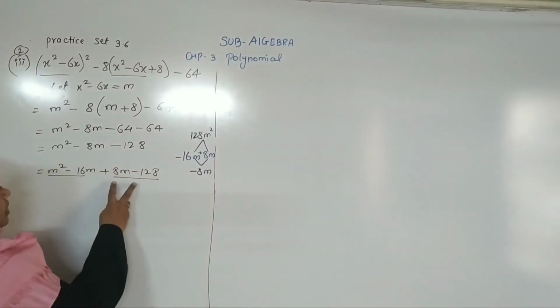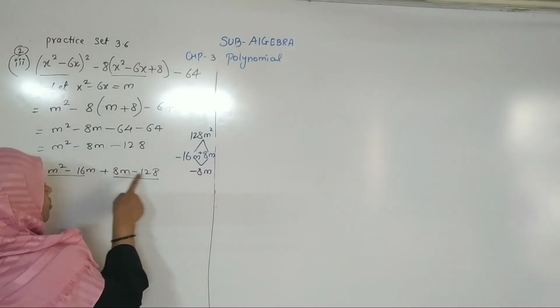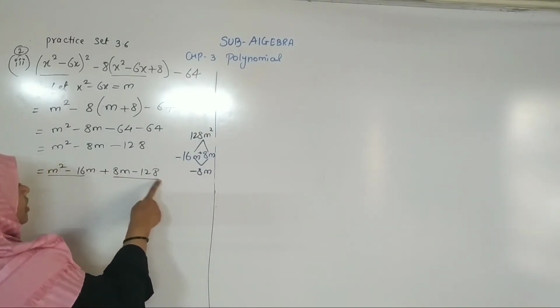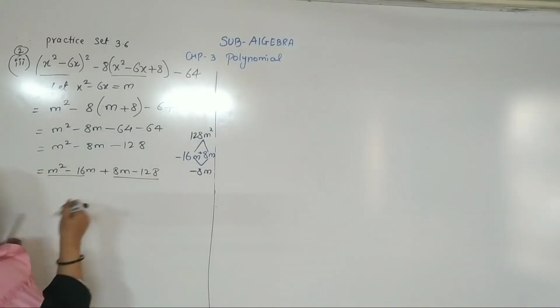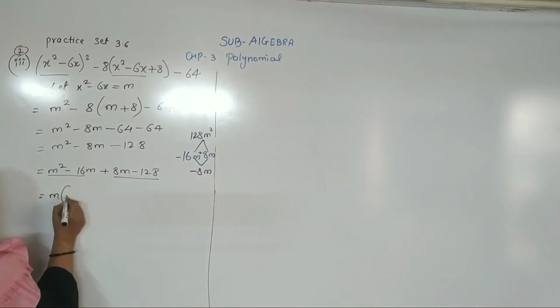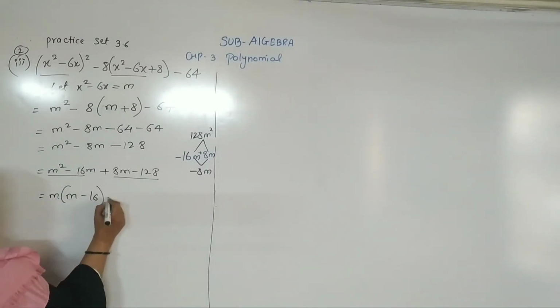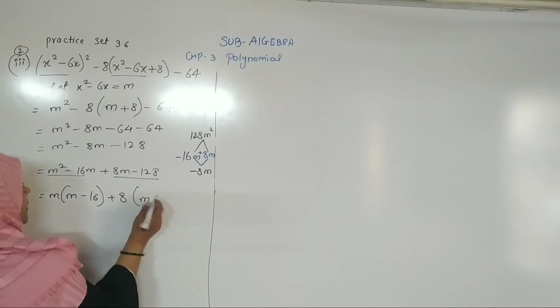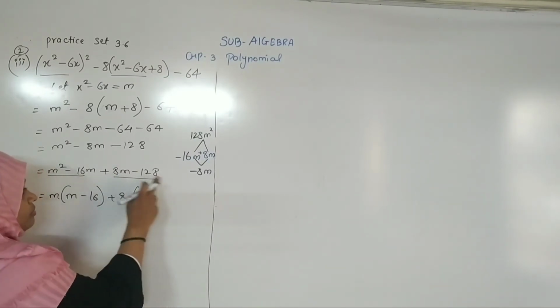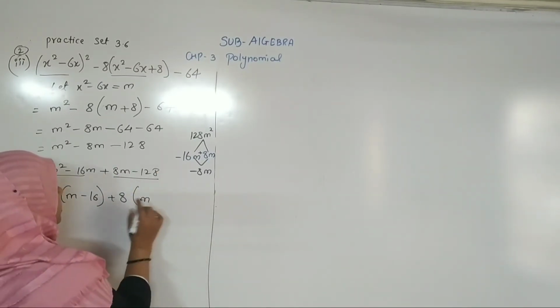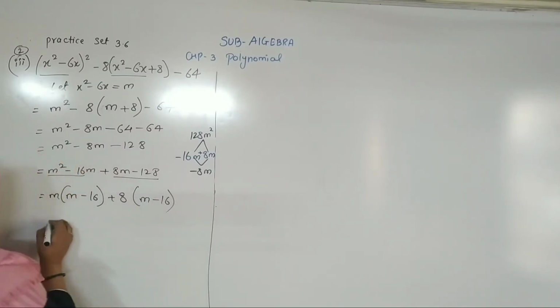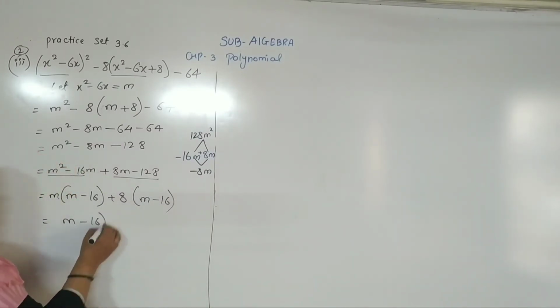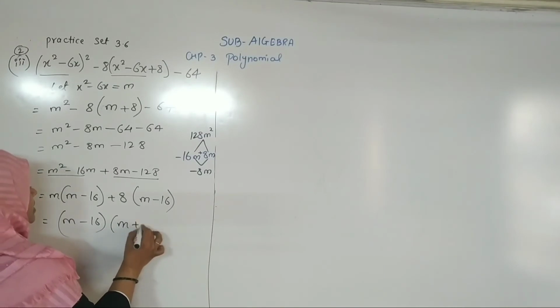So student, I don't have m in both terms. Okay, so now I can see what we have to do. I will take m out: m minus 16, plus I will take 8 out, because both the terms are not having m. 120 divided by 8, I will have 16 here. So m minus 16 and m plus 8.